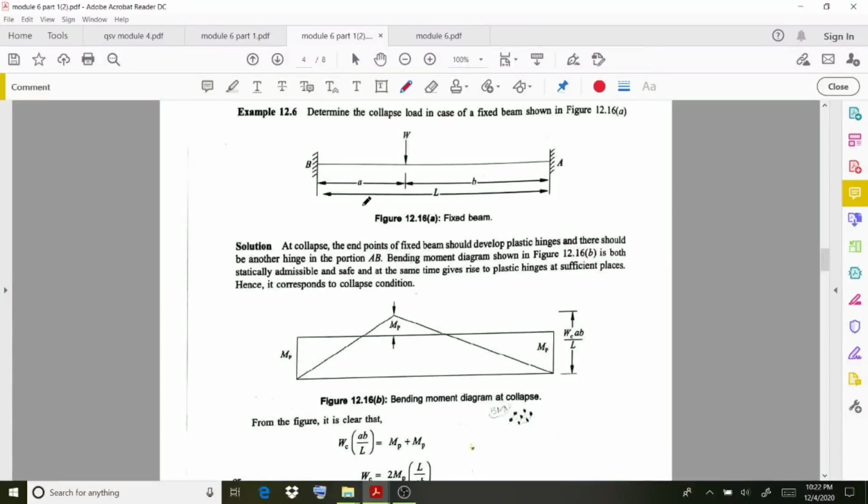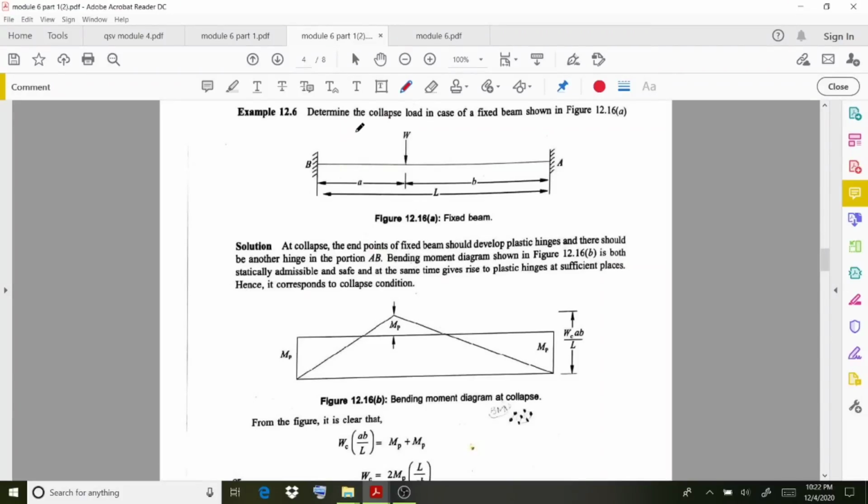Welcome back to a new video lecture, and here we discuss some problems related with this static method to determine the collapse load. In the previous lecture we already discussed some of the problems related with this propped cantilever beam, then simply supported beam, how to calculate those collapse loads. Okay, so this is one of the questions today.